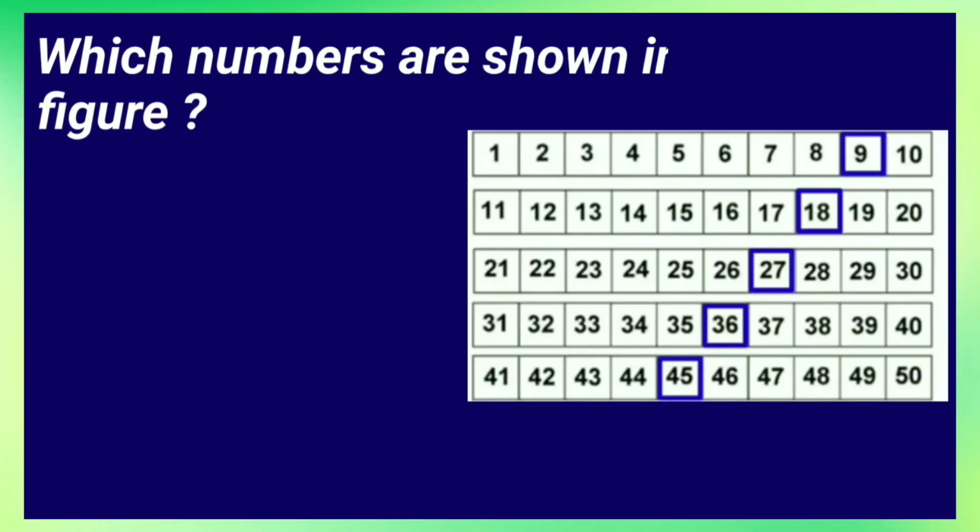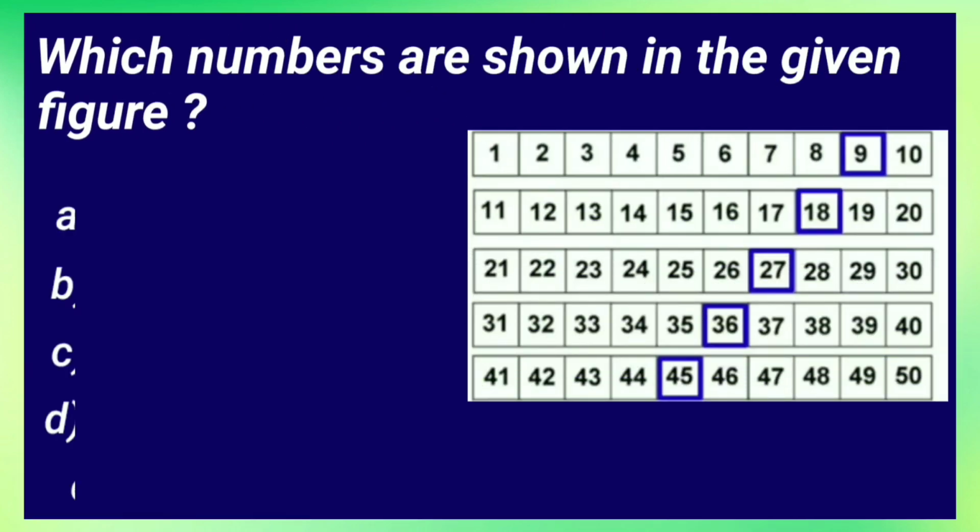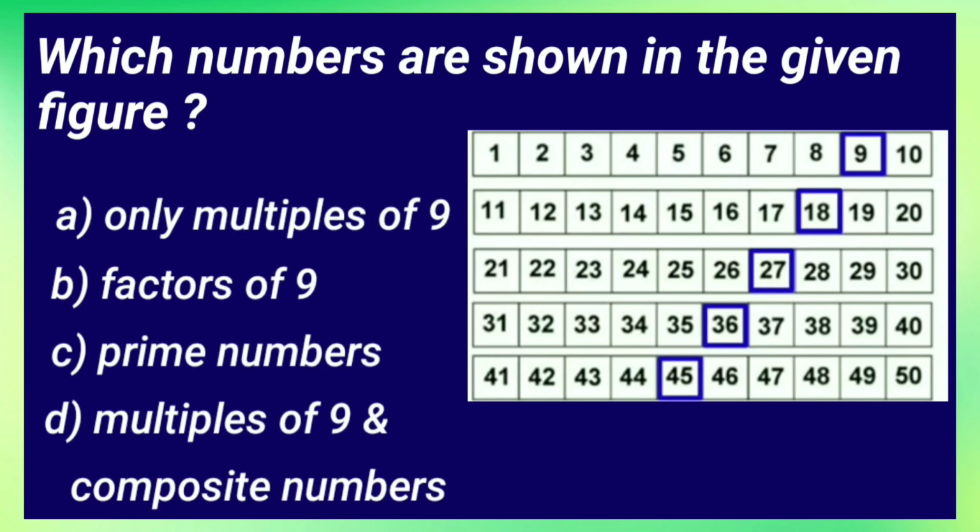Which numbers are shown in the given figure? The numbers are 9, 18, 27, 36 and 45. These are clearly the multiples of 9. But we must take into consideration that each of these numbers has more than two factors. Therefore, they are composite numbers as well. So option D is the right answer, that these are the multiples of 9 and composite numbers.